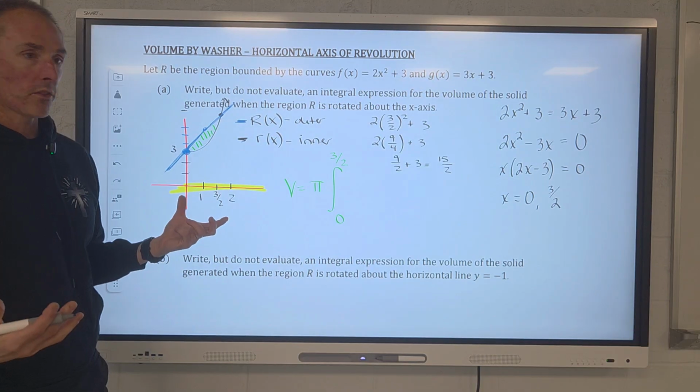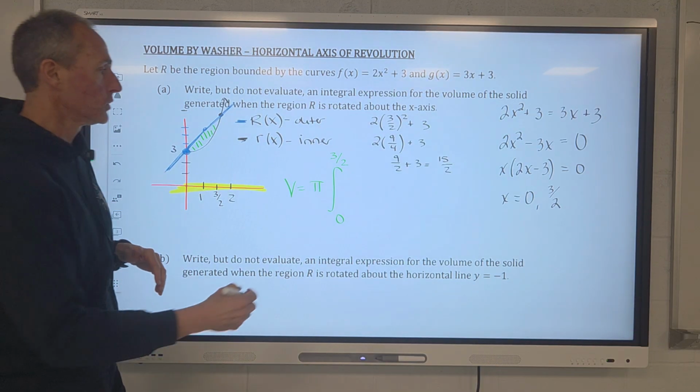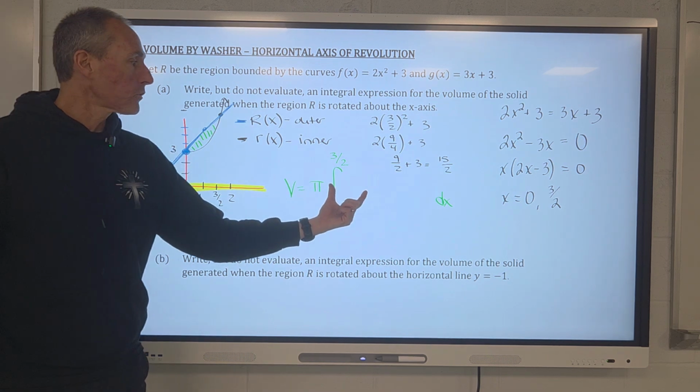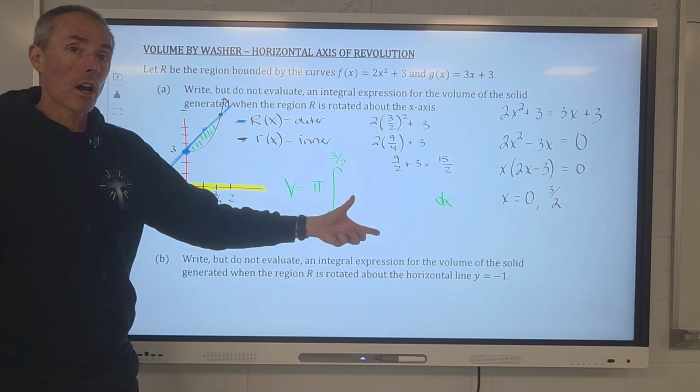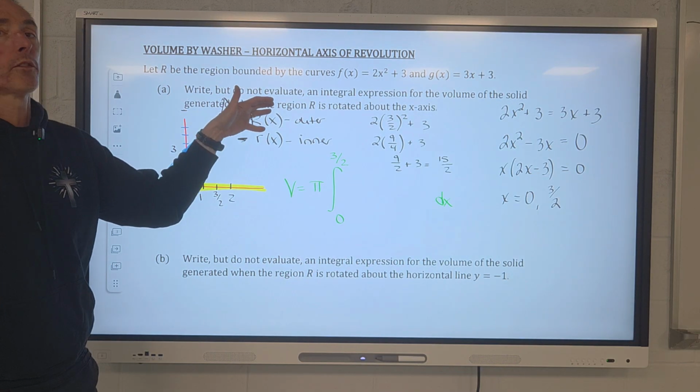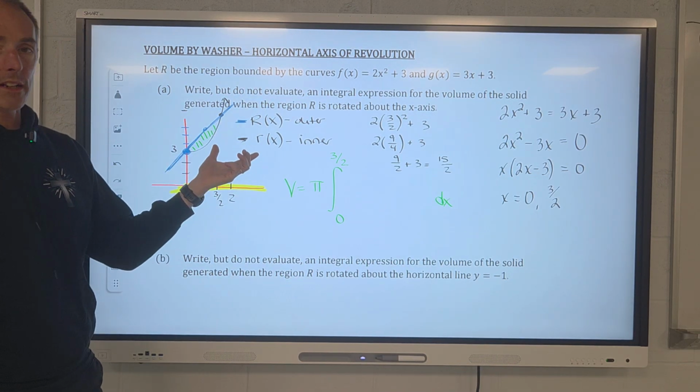We know it's going to be in terms of x because it's a horizontal axis of revolution. So it's going to be a dx out here, right? But now the only change from disk to washer is that there are two functions to account for. So we always work with the outer one first, and we subtract the inner one next, and that's it.